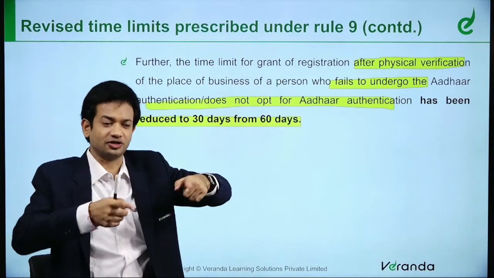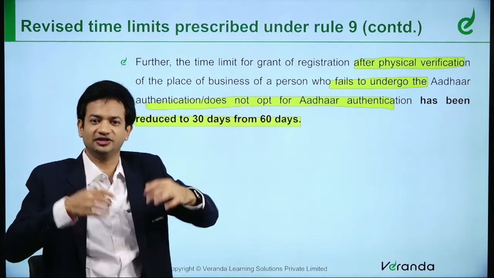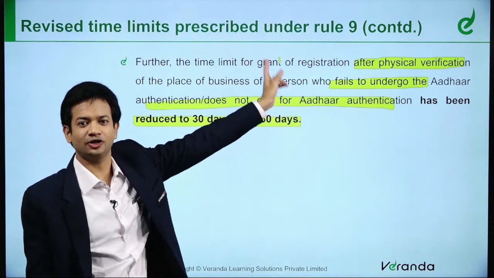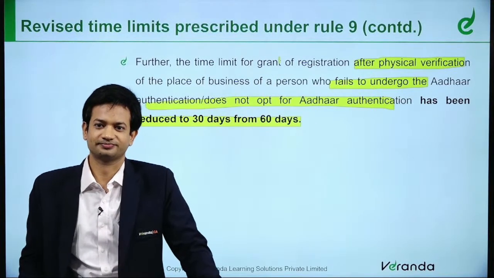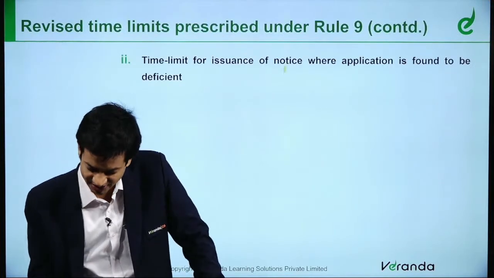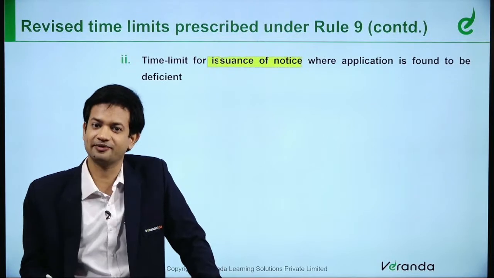From the date of application, within 30 days I should do physical verification, then give the approval. So, that is the time limit for grant of registration, right? Next, the time limit for issuance of notice. As I said, the notice period has also been increased from 3 days to 7 days.